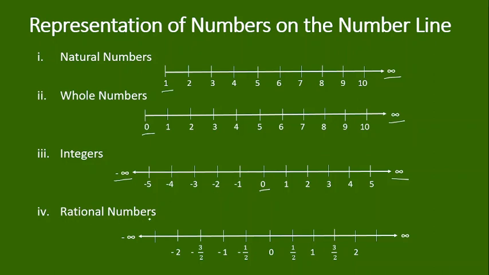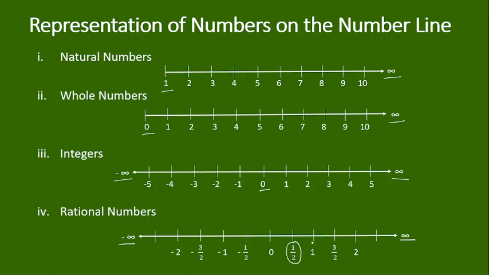Next, rational numbers. Rational numbers again vary from minus infinity to plus infinity. But what is the difference between integers and rational numbers? Here you can see that between two integers we can represent another number in the fraction form. This number is known as a rational number. Like you can see, between 0 and 1 we have 1 upon 2. Between 1 and 2 we have 3 upon 2, like that. So these numbers are rational numbers.